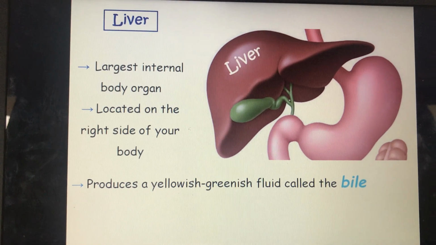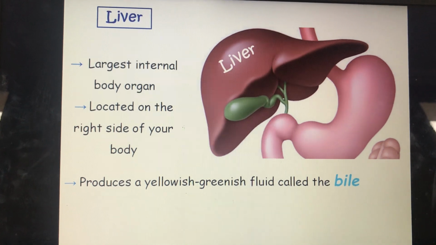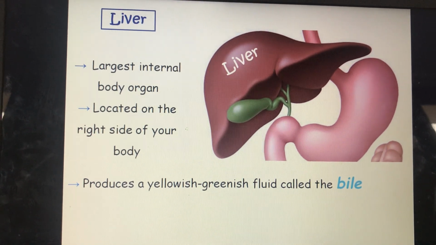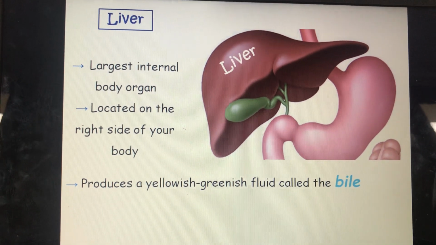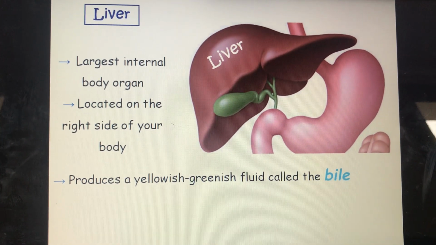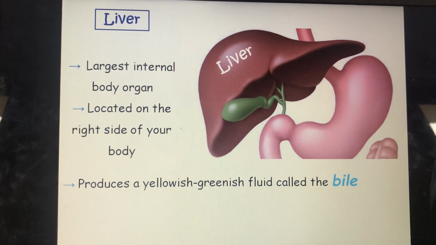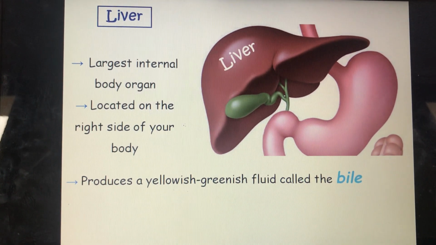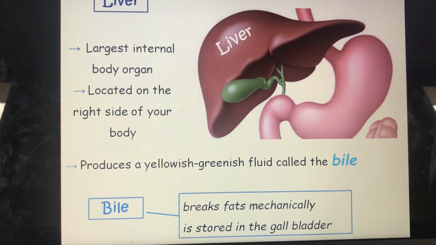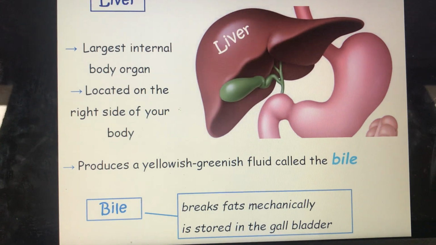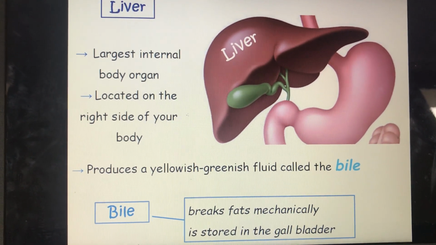The liver is the largest internal body organ, and it is located on the right side of your body. It produces a yellowish and greenish fluid called bile. So bile, pay attention, it's not an enzyme. It doesn't digest food, but it helps with the digestion of fat. So we say it digests mechanically or physically fat, but it doesn't digest chemically. It means it's not an enzyme that can change the nature of food.